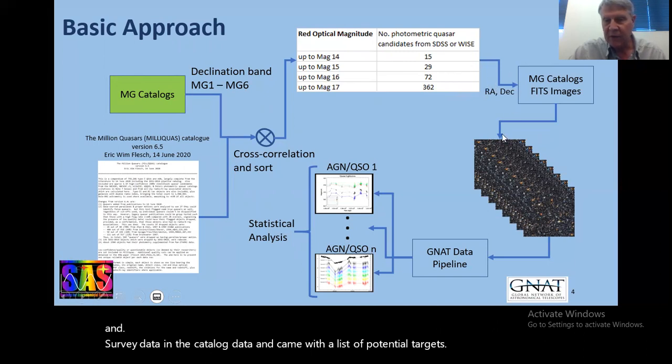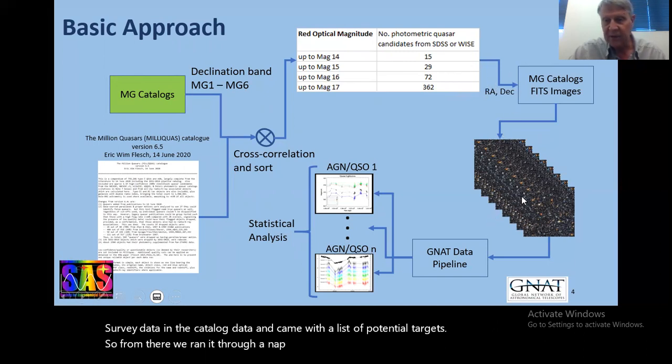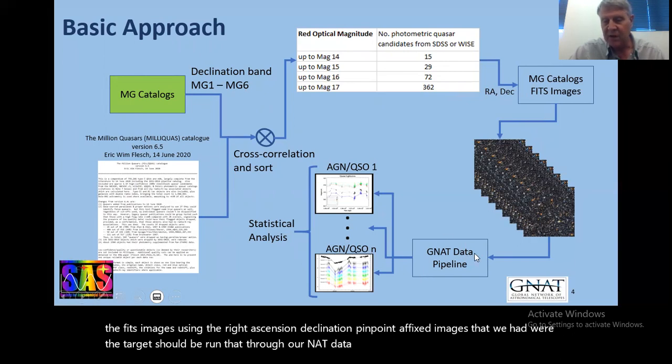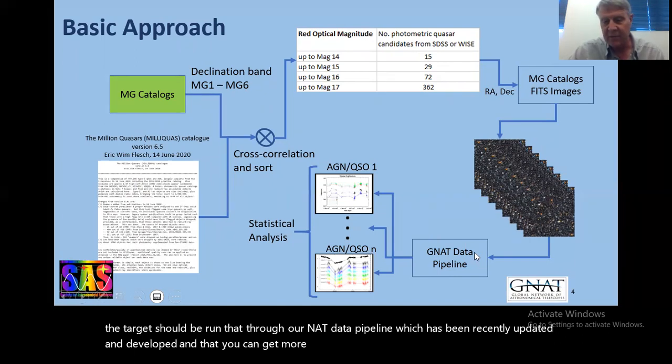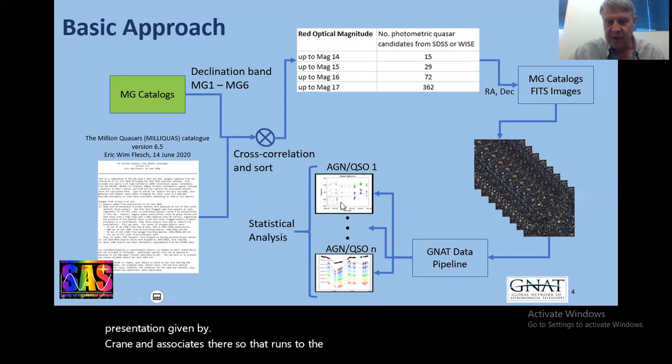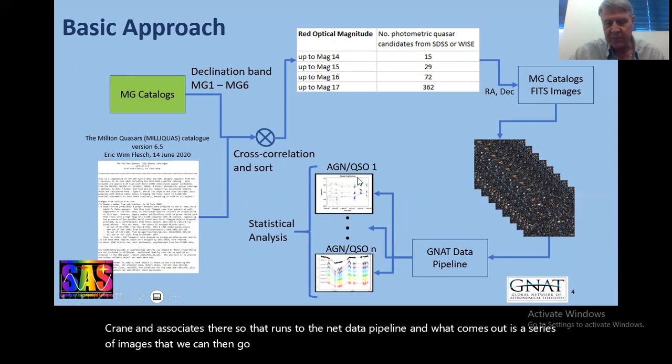From there, we ran it through a NAT data pipeline. We took the catalog data, used the right ascension and declination to pinpoint the FITS images we had where the target should be, and ran those through our NAT data pipeline, which has been recently updated and developed. You can get more information on that in the Symposium presentation given by Crane and Associates. So that runs through the NAT data pipeline, and what comes out is a series of images that we can then do photometry on and produce statistical analysis of the target of interest.